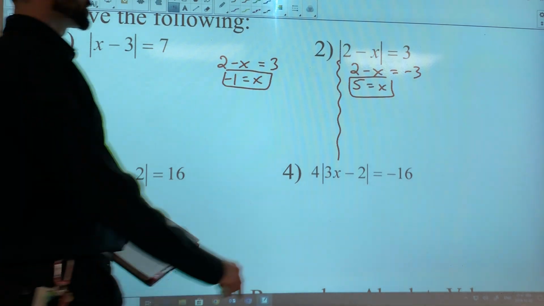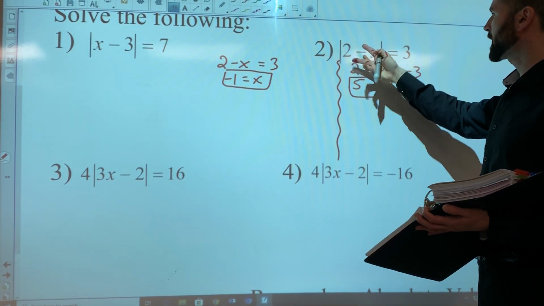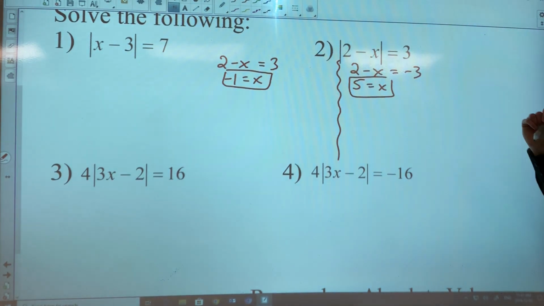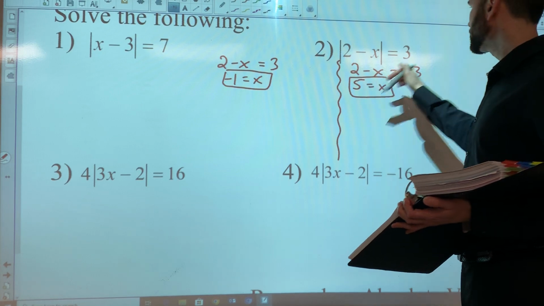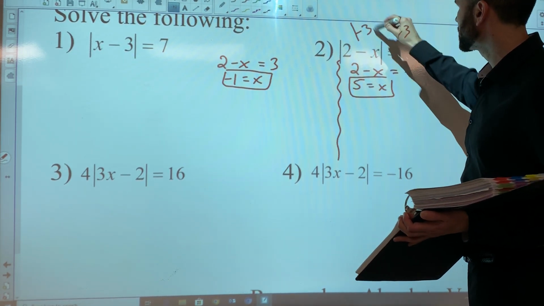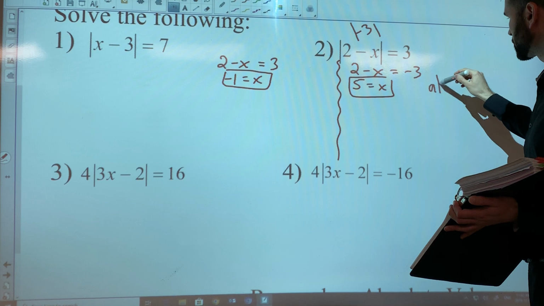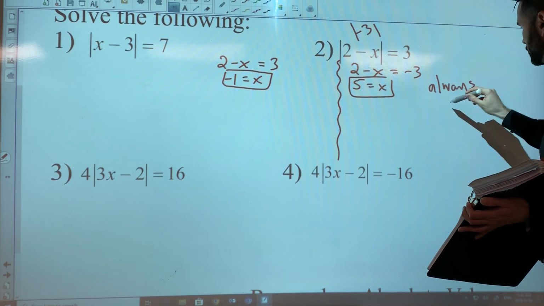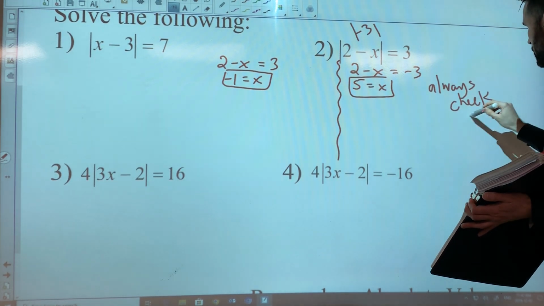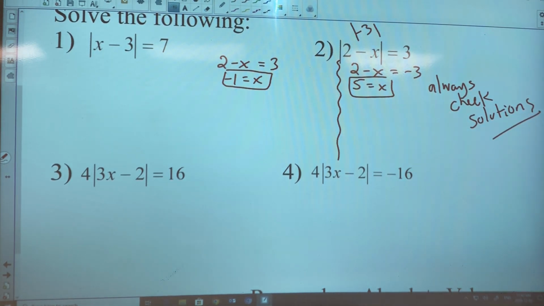Now, quickly double check. If you plug in negative 1 here, you get 2 subtract negative 1. So you get absolute value of 3 equals 3. Is that true? Yeah? And if you plug in 5, you would get 2 minus 5. So you get absolute value of negative 3. And that equals 3 when you do the absolute value, correct? Perfect. So you should always check solutions though. When you have absolute values involved, you probably want to check your solutions. Okay?